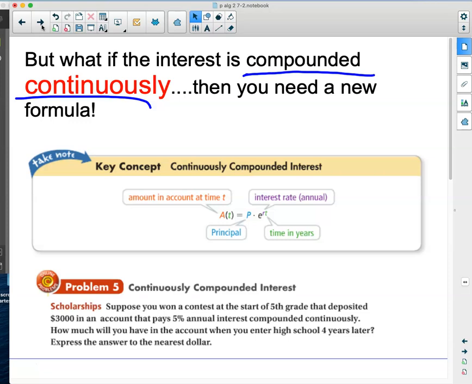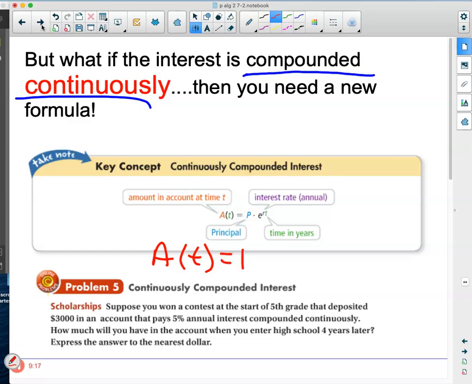So continuously compounded interest. And that green, again, is really hard to see. A of t equals P times e to the rt power. So P is the principal. How much did you put in? E is a number on the calculator. R is the interest rate as a decimal. We'll just move it 2 places. And t is, how many years are we talking about?